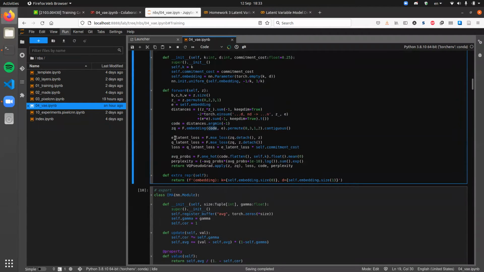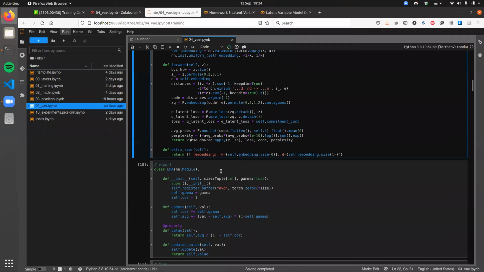Okay, and then we compute two components of the loss, which we will use to learn. The thing I call here Q latent loss is what will be used to update the embeddings we have here, and the other, this E latent loss, is kind of our commitment cost component. Okay, and that is it.